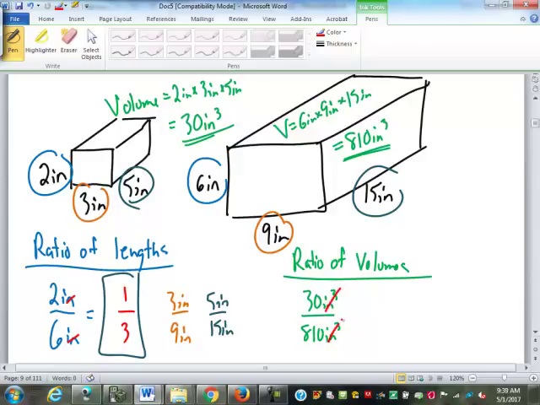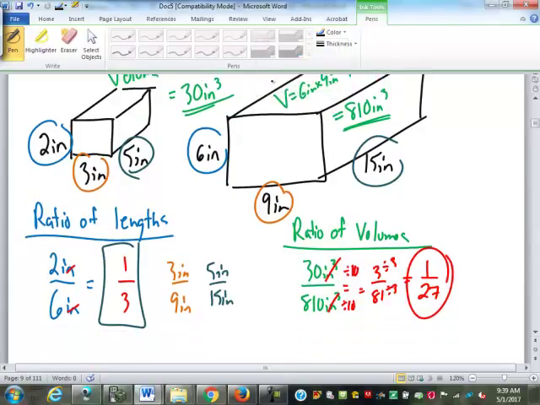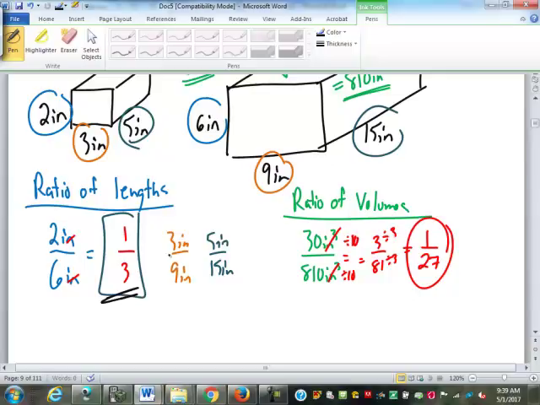Well, first of all, the cubic inches cancel out. Both can divide by 10. Gives me 3 over 81. Both of those can still divide by 3. Gives me a 1 to 27. Is there a relationship between my ratio of sides and my ratio of volumes?